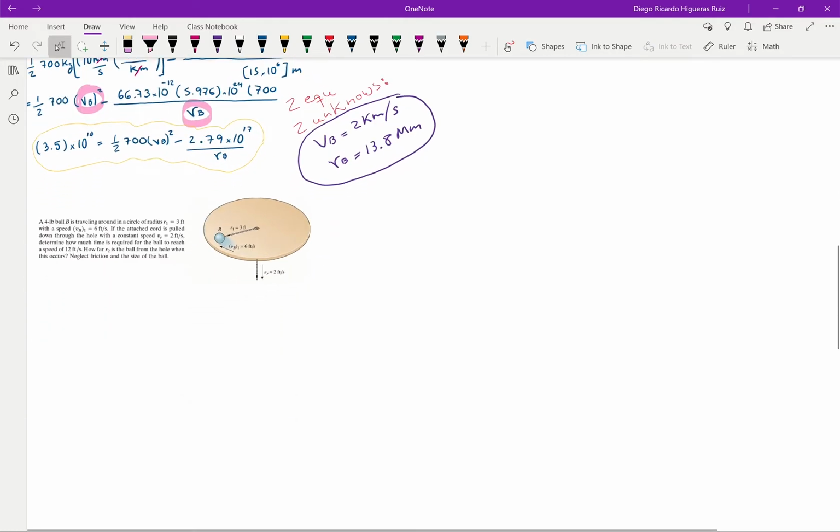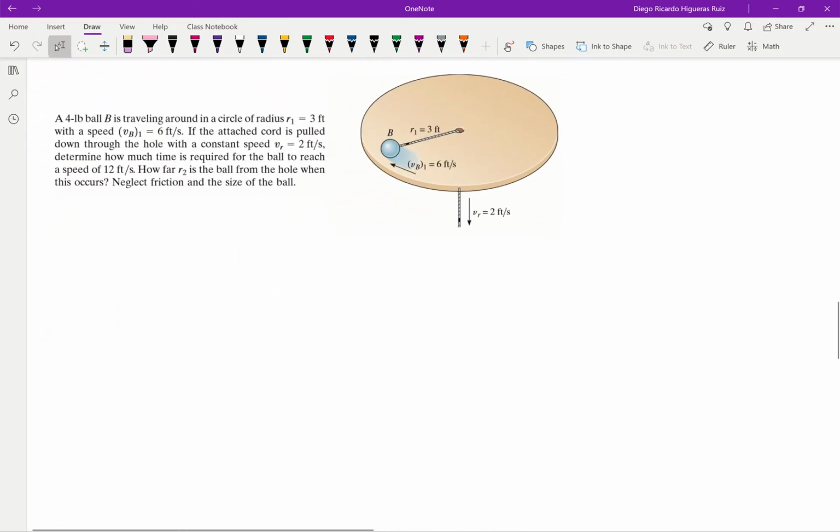Okay. Let's go for the last problem. A 4-pound ball B is traveling around in a circle of radius r1 equal 3 feet with a speed of vb1 equals 6 feet per second. If the attached cord is pulled down through the hole with a constant speed of Vr equal 2 feet per second, determine how much time is required for the ball to reach a speed of 12 feet per second. How far R2 is the ball from the hole when this occurs? Neglect friction and the size of the ball.